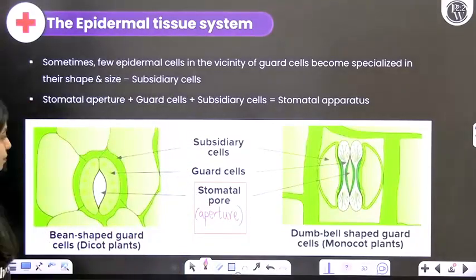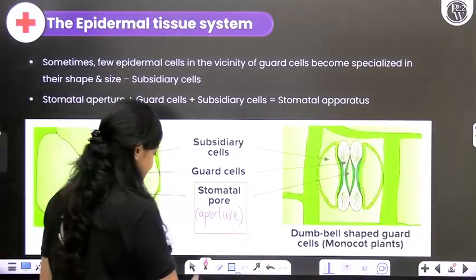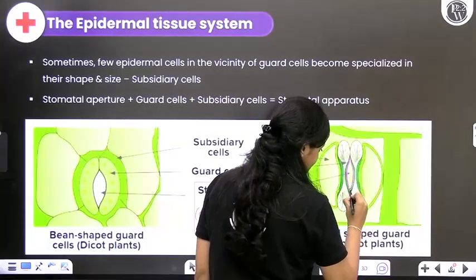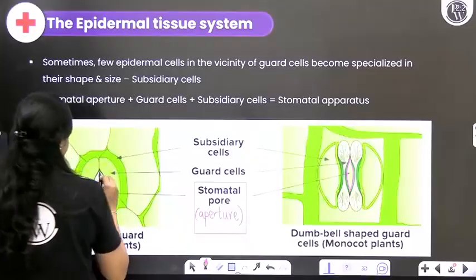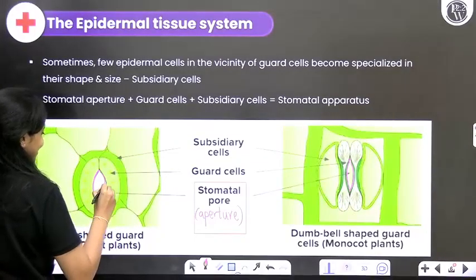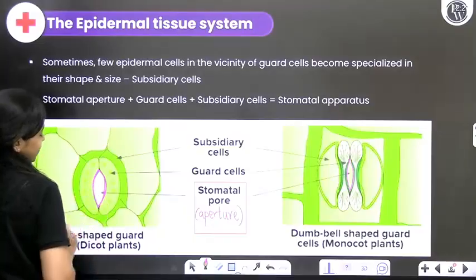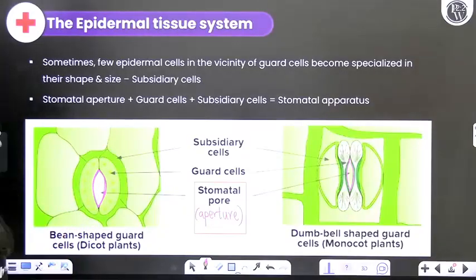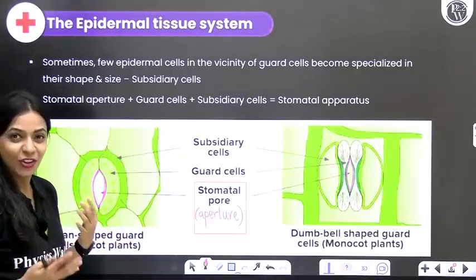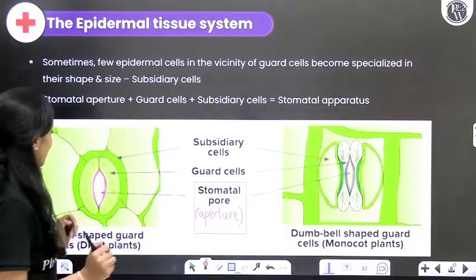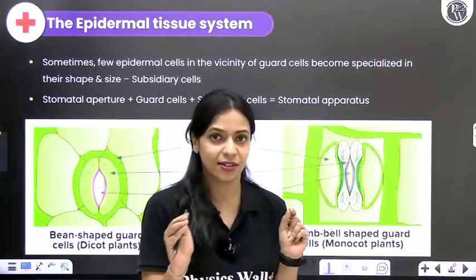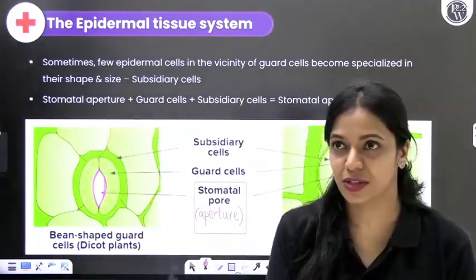Okay, I told you that this is the stomatal aperture, and here you have the stomatal aperture. How many times am I saying stomatal aperture? Okay, so here you have the stomatal aperture. Surrounding the stomatal aperture, you have cells that will regulate the opening and closing. So these cells are like security guards in your apartment building or in your office or in your college.